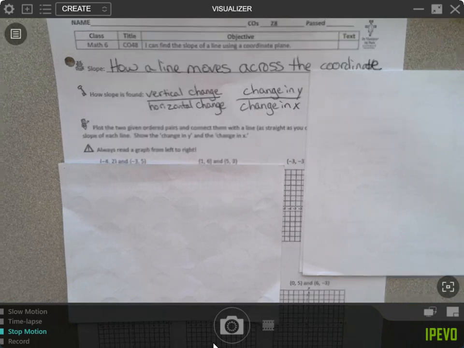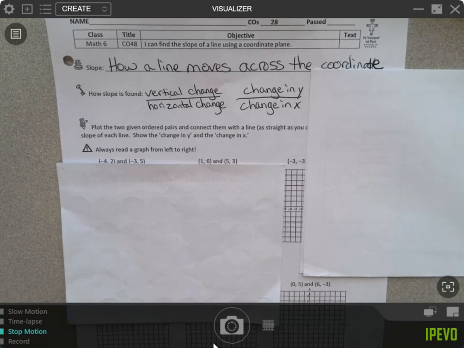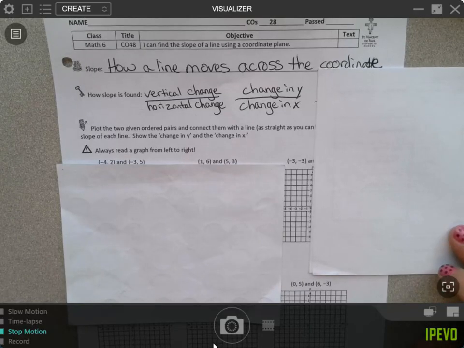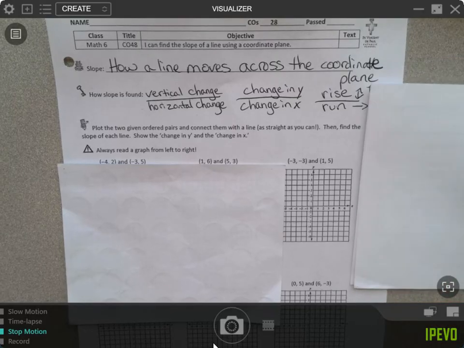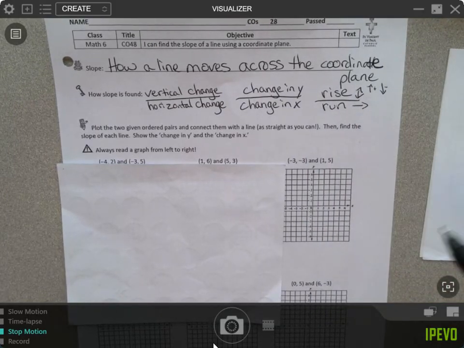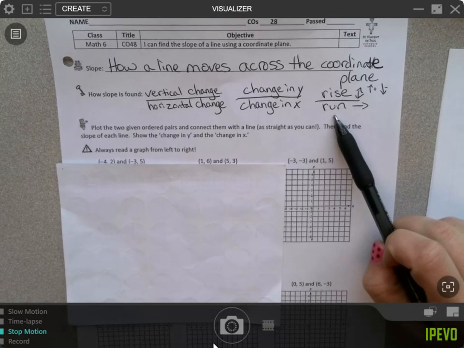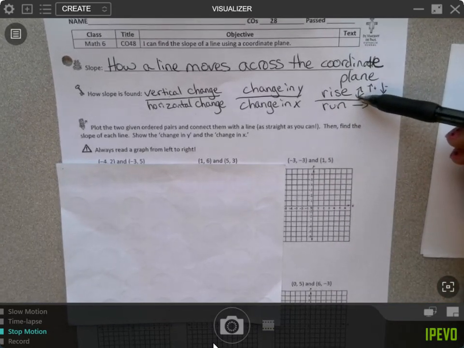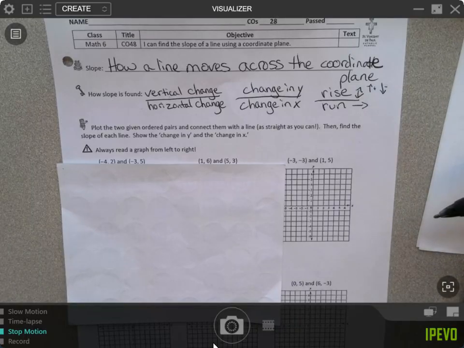Another way to word it is the change in Y. Remember, that's that vertical going up and down. That's the Y axis, goes up and down. So that change in Y, how many up or how many down, and then that's over the change in X. X is horizontal, the line that goes across. Now the mathy way, math words to use would be rise over run. Rise goes up or down. The run goes to the right.